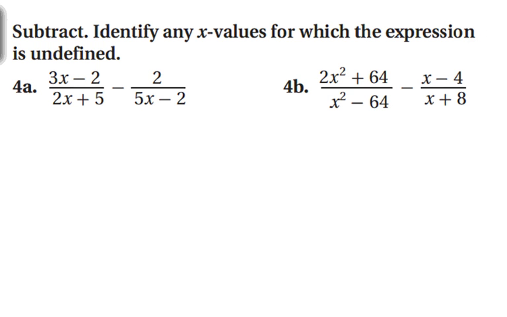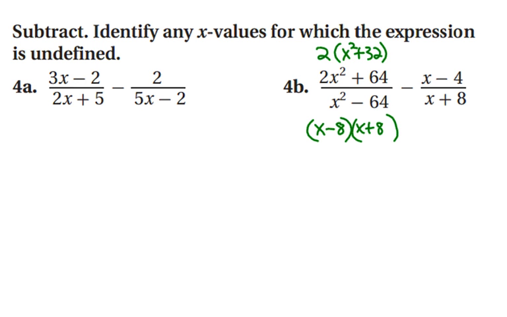So subtraction, same idea. I'm going to do 4b on this page as a subtraction example. So again, let's simplify anything that you can first, make life easier. So in this first one, we can factor out a 2, and we get x squared plus 32 down bottom, x minus 8 times x plus 8. And over on the second one, there's nothing to do, it's already done.